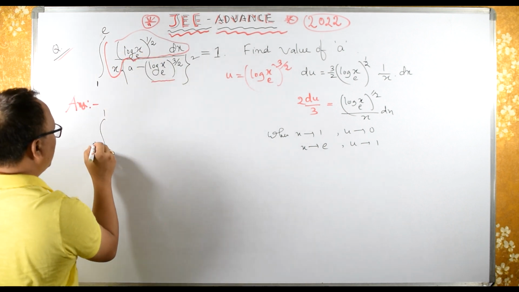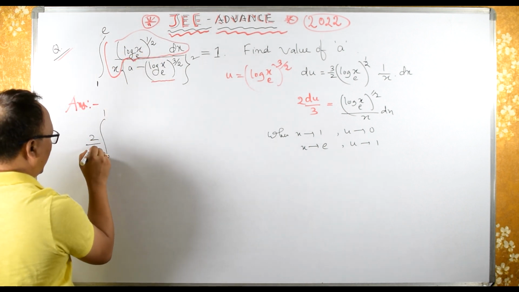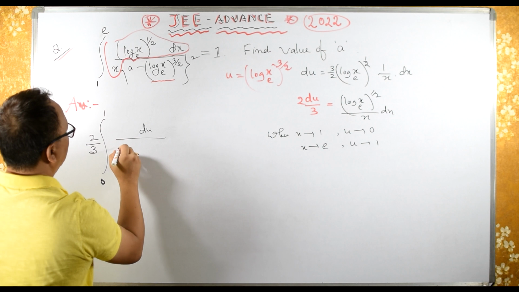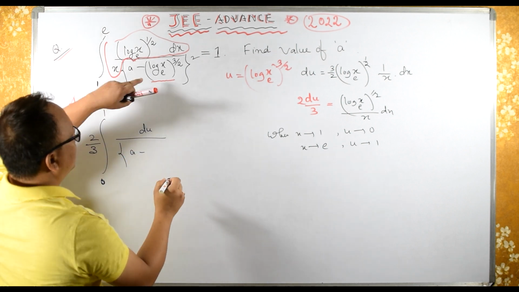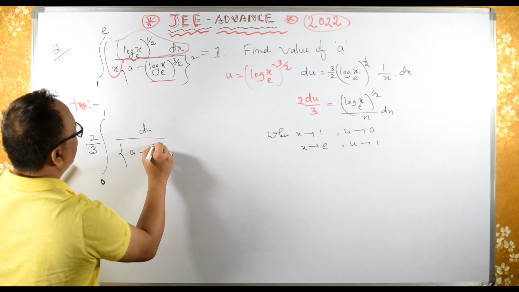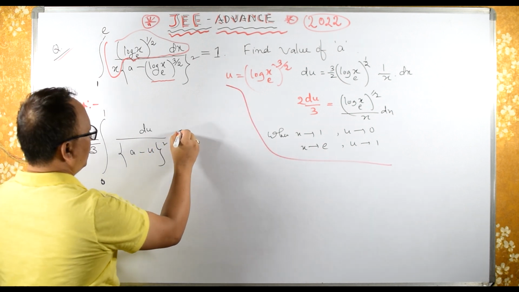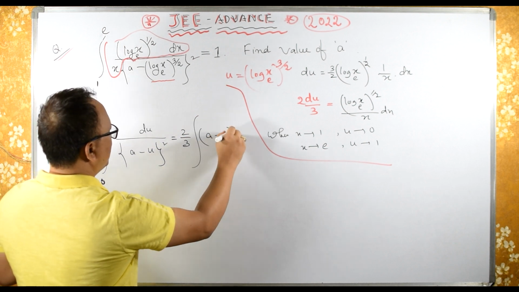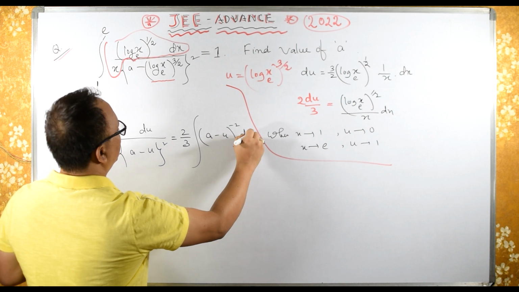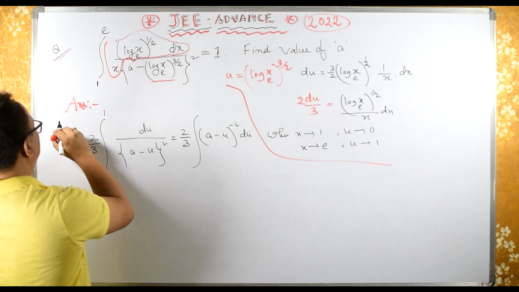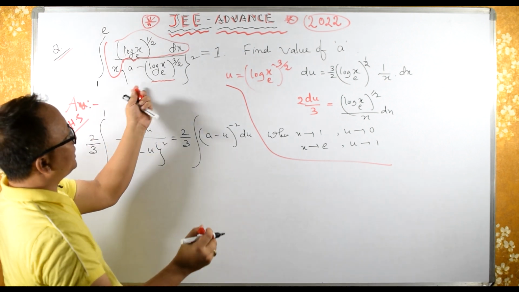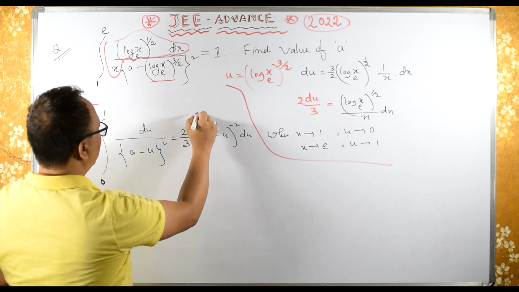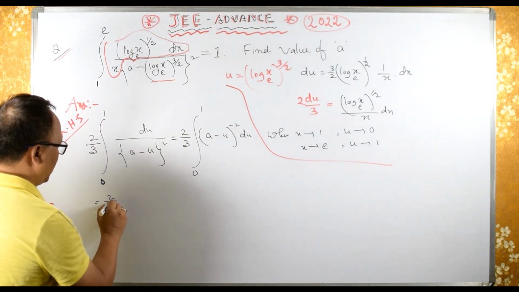All these become 2 by 3, so I can send 2 by 3 outside since it is constant. I have du upon a minus u squared. So 2 by 3, this is the same as a minus u raised to minus 2 du. This is our left hand side. Okay, the right hand side we have is 1. So this is 0 to 1, 2 by 3.